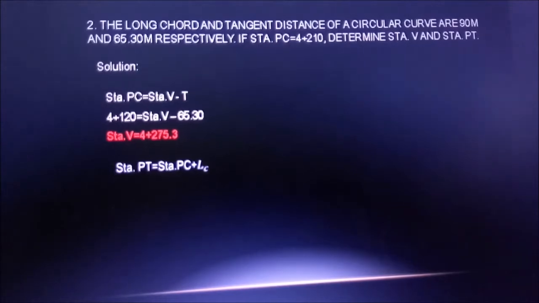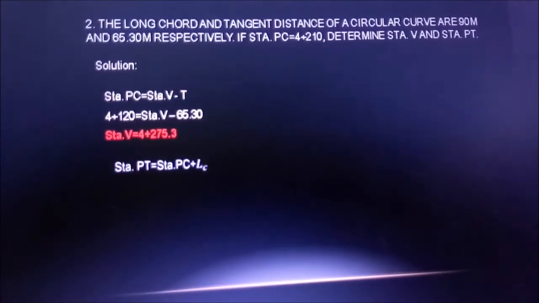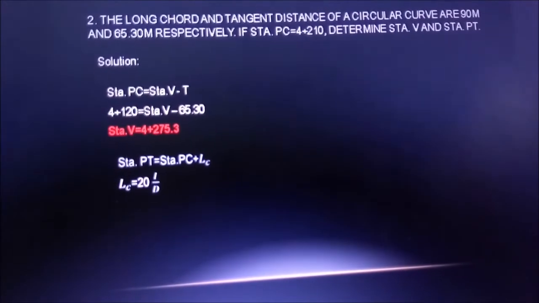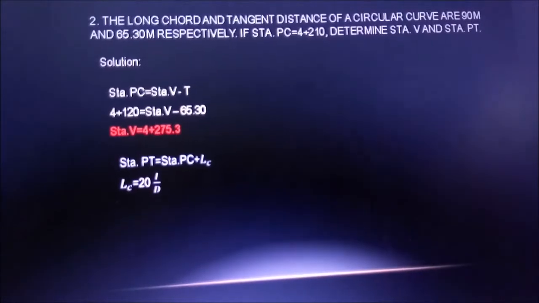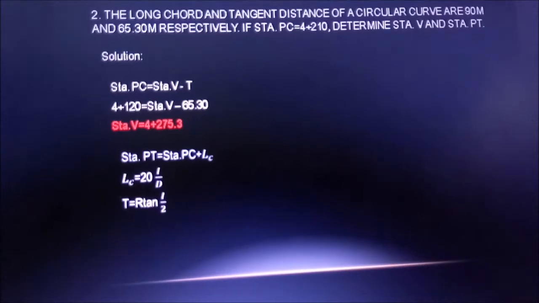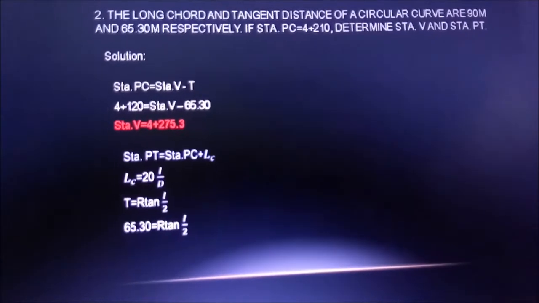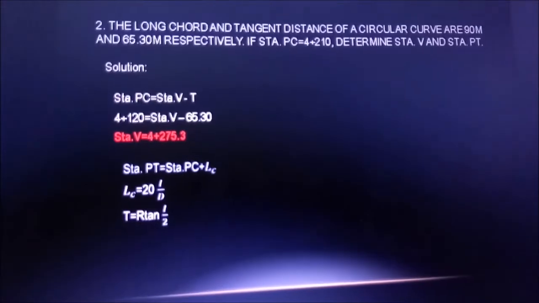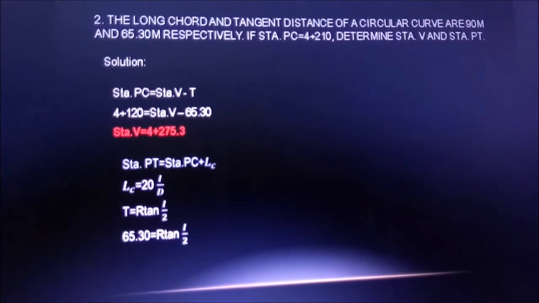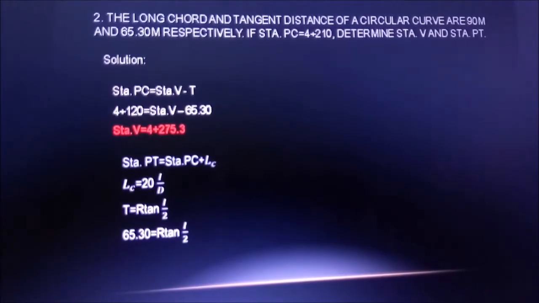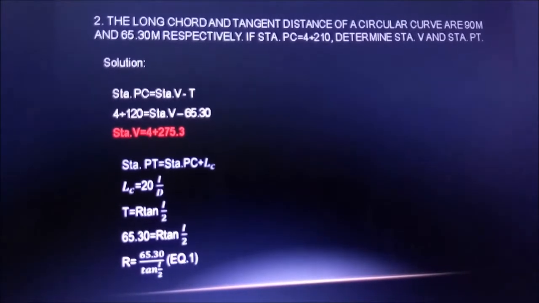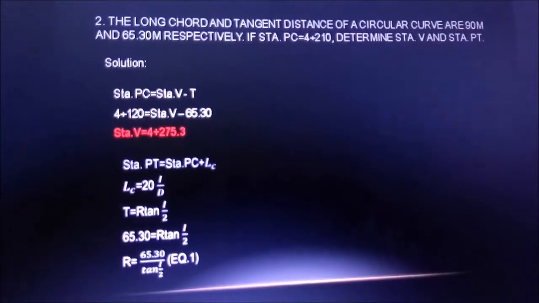Station PT is equal to station PC plus L sub C, where L sub C is equal to 20 I over D and T is equal to R tan I over 2, where the tangent distance is 65.30, equal to R tan I over 2, and R is equal to 65.30 over tangent I over 2. Equation 1.